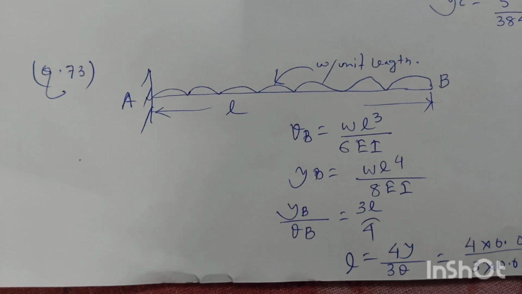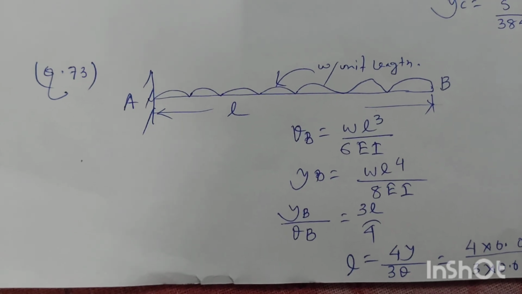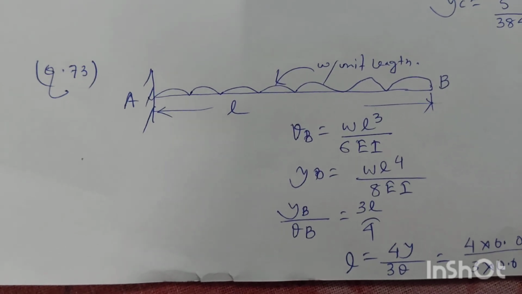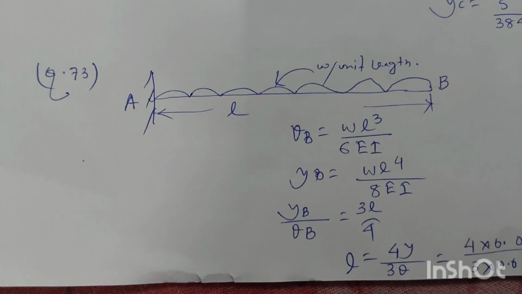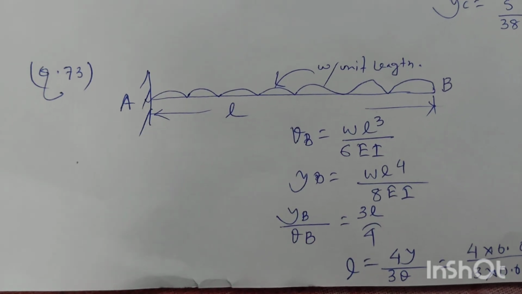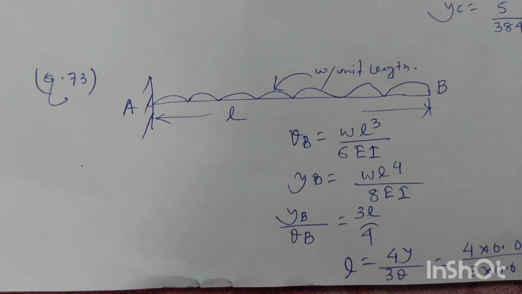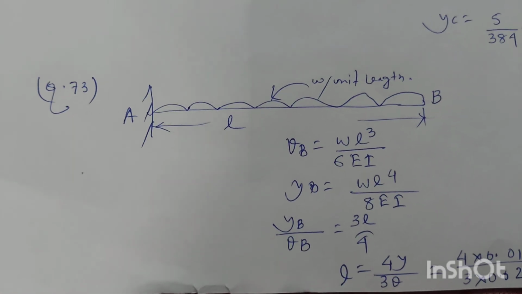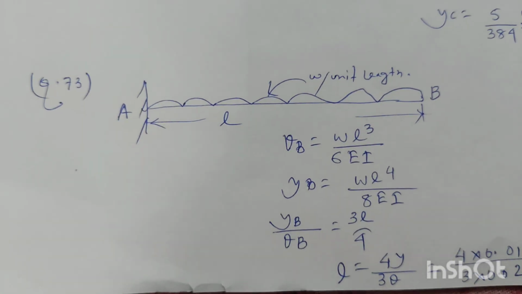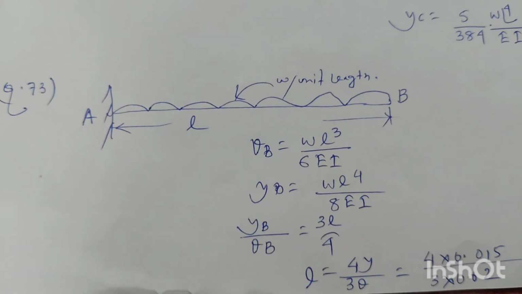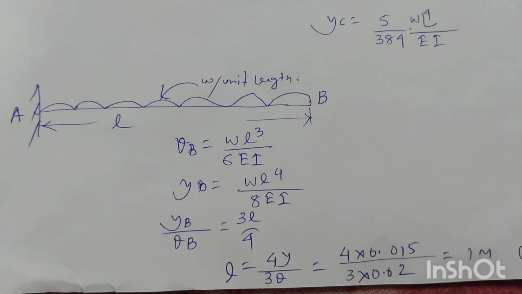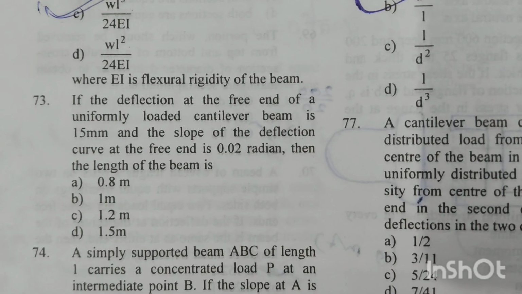Now if we take the ratio of deflection at B divided by slope at B, it will be equal to 3L by 4, and L will be equal to 4y by 3 theta. We have the value of y and the value of theta, and if we put the values, L will be equal to 1 meter. Option B is the right answer.